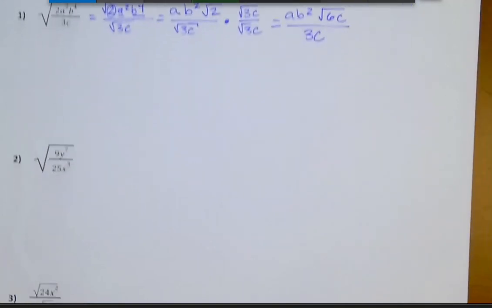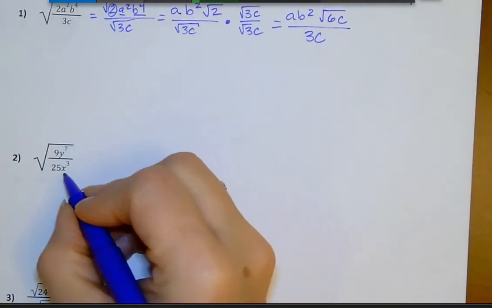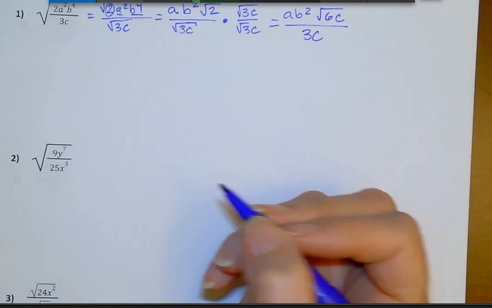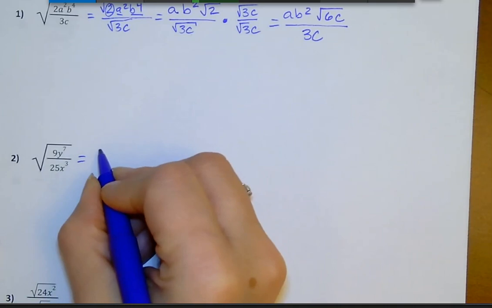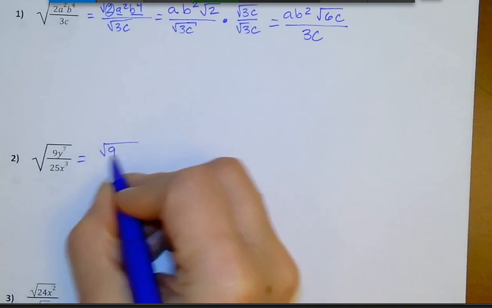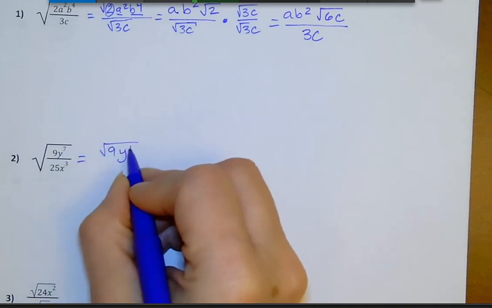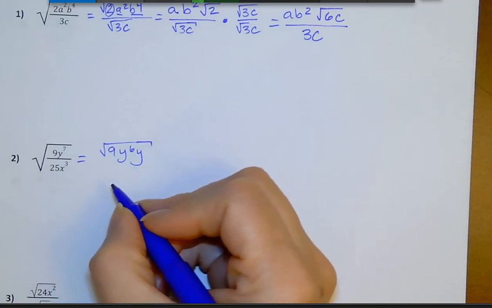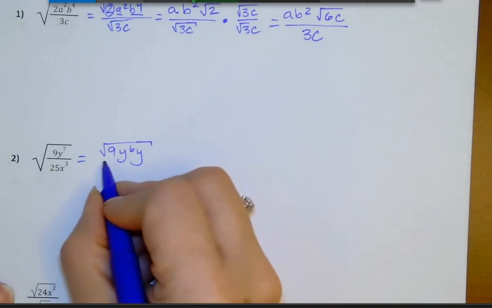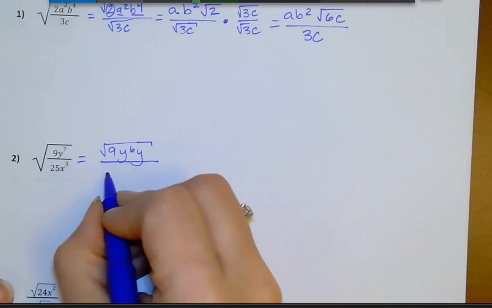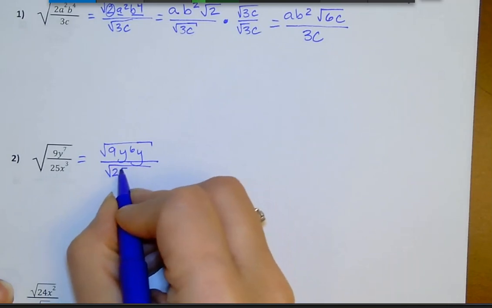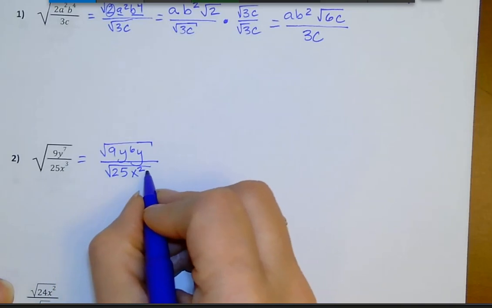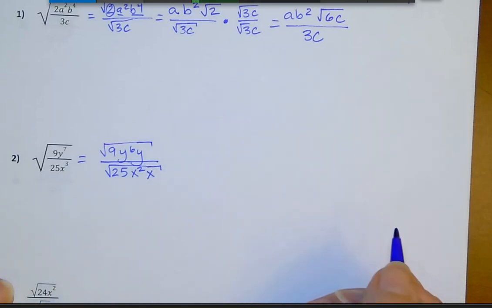All right, number 2, warming up here. So the first thing I'm going to do is look, can I simplify my fraction at all right now? I don't see a way to simplify that fraction, so I'm going to rewrite this as the square root of 9. Watch this, I'm going to actually write it as y to the 6th times y, because I'm looking for even exponents, so that I'm going to be able to simplify in a moment. Okay, down here I have the square root of 25. Again, I'm looking for even exponents since I'm taking the square root. So I'm looking for exponents that are divisible by 2.